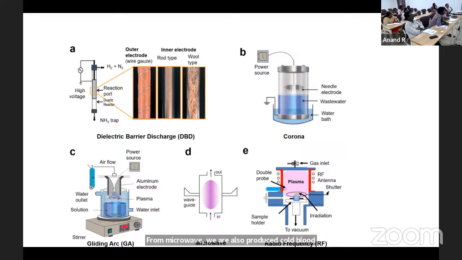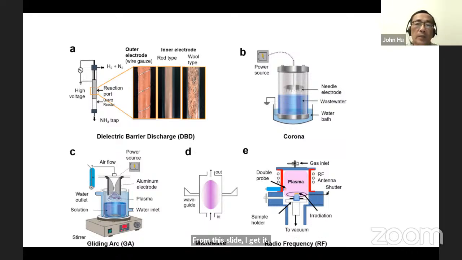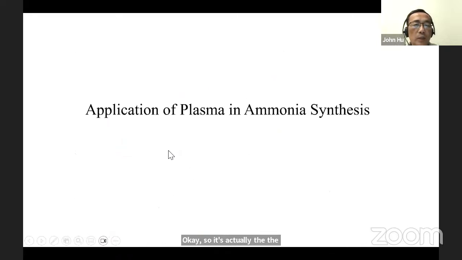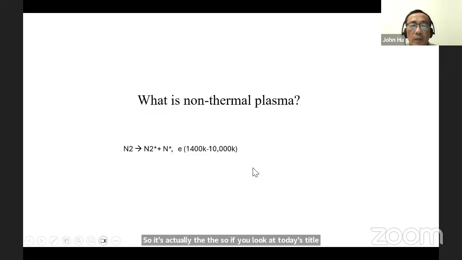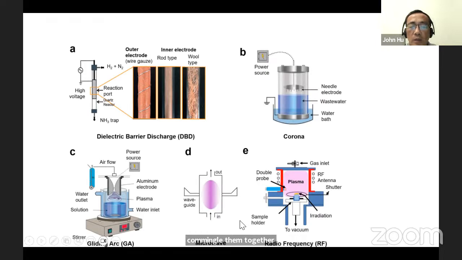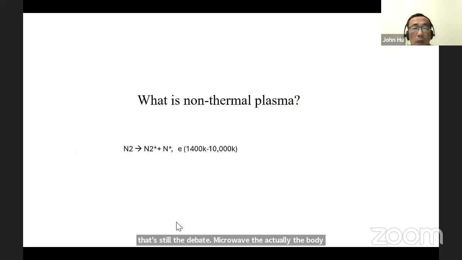From this slide I get it. No, microwave is not cold plasma. It's a warm plasma. Okay, so if you look at today's title, application of plasma in ammonia synthesis, I kind of commingled them together just in this slide. There's still a debate about microwave. Let me go back. Actually in a DBD cold plasma, the electron is hot, and so in the cold plasma, the species is cold.